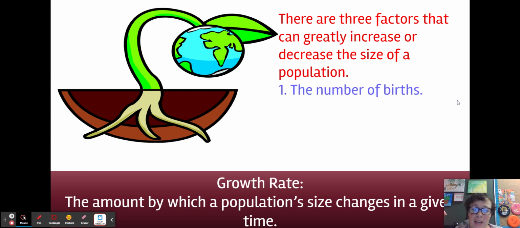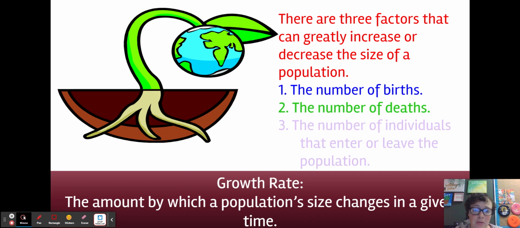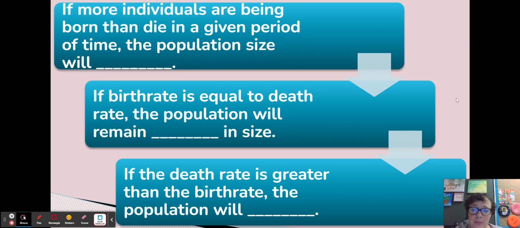And we look at three factors. We look at how many births are taking place. We look at how many deaths are occurring within a population. And we look at the number of individuals that are entering or leaving a population due to different factors.